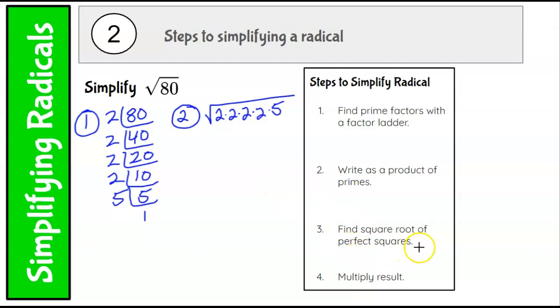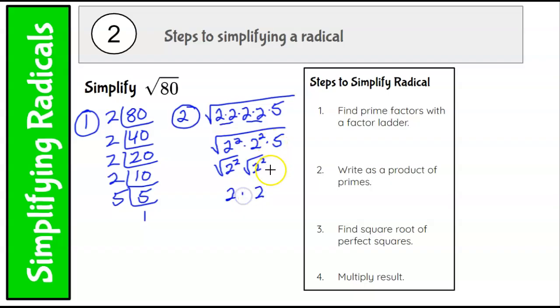For step 3, I'm going to find the square root of all my perfect squares. I'm going to pair these up with numbers that are the same, and I'm going to take the square root of each pair. The square root of 2 squared is 2. The square root of 2 squared is 2. And the square root of 5, I can't do because it doesn't have a partner. Sad, it's not a perfect square. This is step 3: find the square root of the perfect squares. And then we multiply what's left.